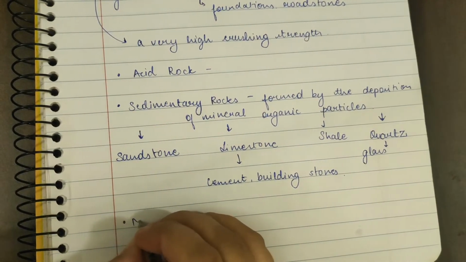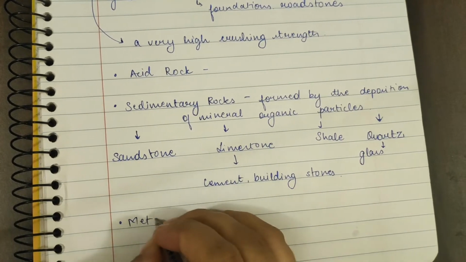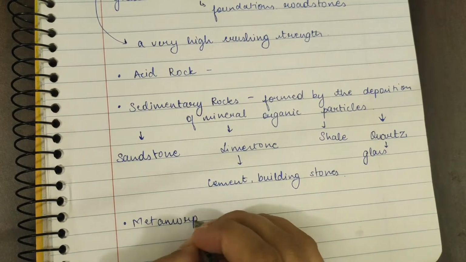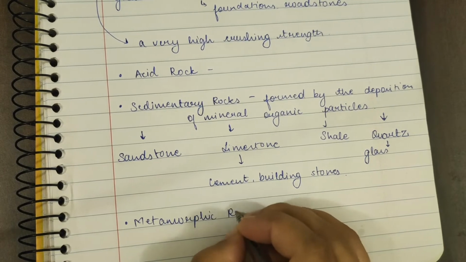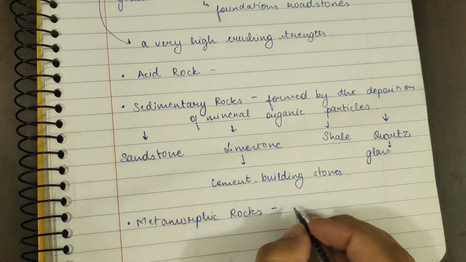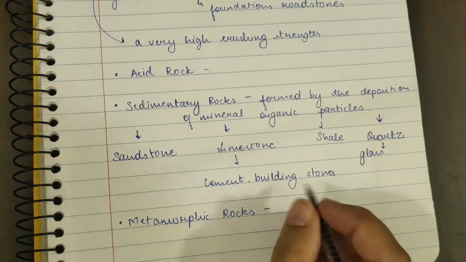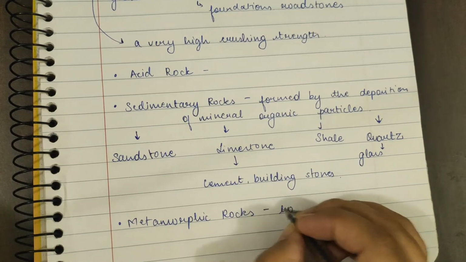And then we have metamorphic rocks. So these basically are rocks which are transformed under high heat and pressure.